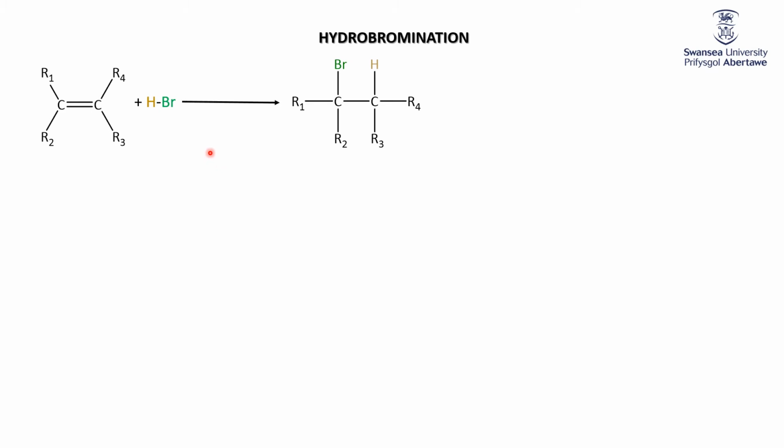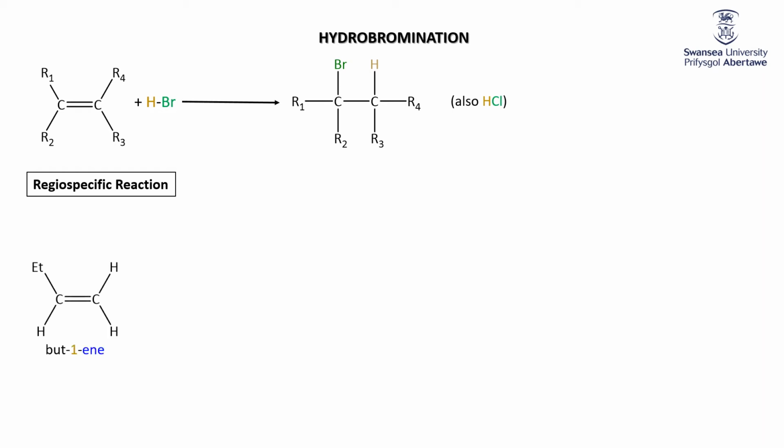Now I'm going to use hydrobromination. I could just as well have done hydrochlorination. It doesn't work with HF, it's too vigorous, and doesn't work very effectively for HI. But for HBr and for HCl, in other words, to turn an alkene into a bromoalkane or a chloroalkane, it's a very nice, effective reaction. Now, it's called a regio-specific reaction because there is a very, very clear-cut way in which the atoms go on. Now, just to start illustrating that, consider but-1-ene.